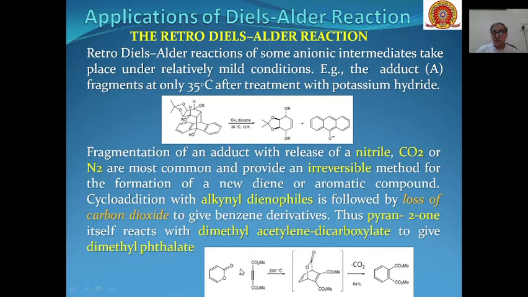So here this dienophile at 200 degrees centigrade gives us this Diels-Alder adduct. But this, after losing carbon dioxide from here, can be converted into this aromatic compound, and with dimethyl acetylene dicarboxylate, and then this can further give us dimethyl thiolate as the product.